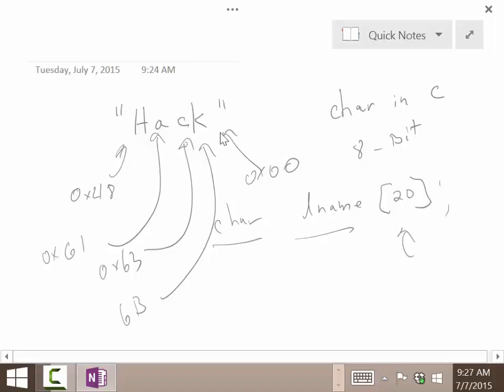So that's the way letters are stored in computers. It's using the ASCII code. I cannot do math on letters.